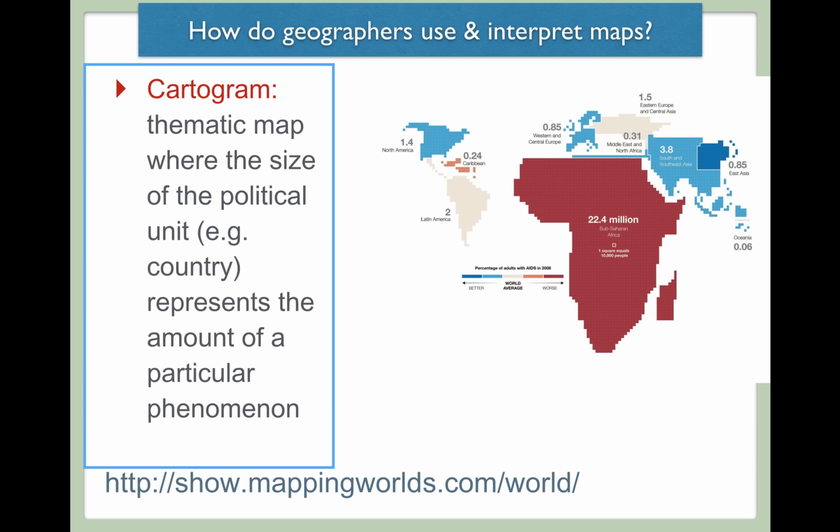This would be a cartogram that shows us the percentage of adults with AIDS in 2008. So the size of these political units, this particular cartogram is just by region, and the region here is sub-Saharan Africa, and you see that is the largest part of this graphic. 22.4 million people in sub-Saharan Africa are afflicted with AIDS. And you can barely even see Russia, for example, if at all, on this cartogram. The size of North America and South America, the size of these regions corresponds to the prevalence of that phenomenon, in this case AIDS.